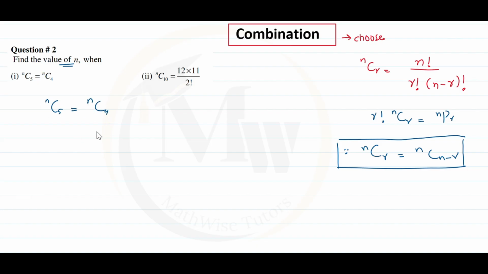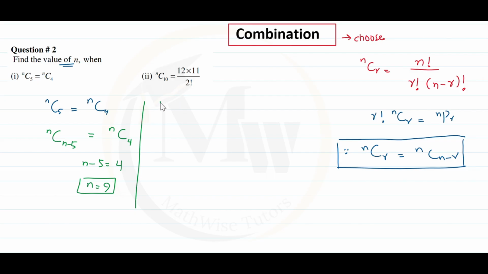So by using this formula, we can write the left hand side nC5 as nC(n minus r). So r is 5 here, which will be nC(n minus 5), equals the other side, nC4, which is already given. Now we need to find n. So n minus 5 can be equal to 4 by comparison, and n equals 9. So same, now we need to find the n value in this part.